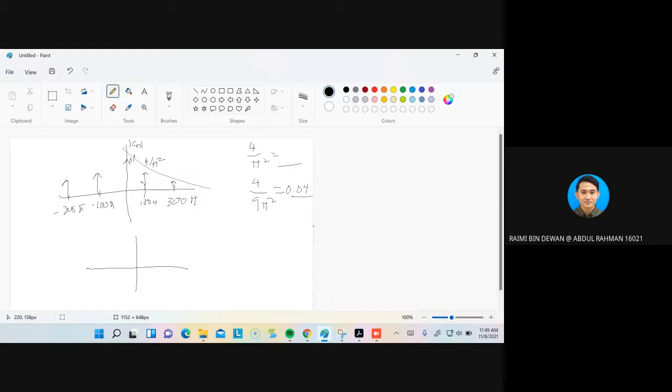Now you need to plot the phase spectrum. So for the phase spectrum, from slide 7, you can see that again you still have 100 pi here, the same. Here is negative 100 pi. Here is negative 300 pi.